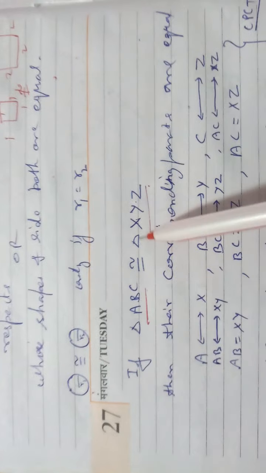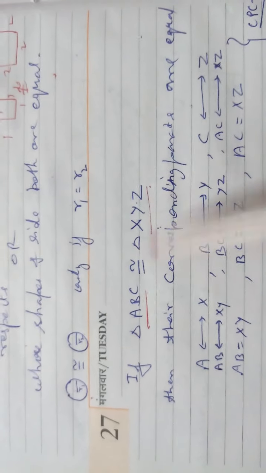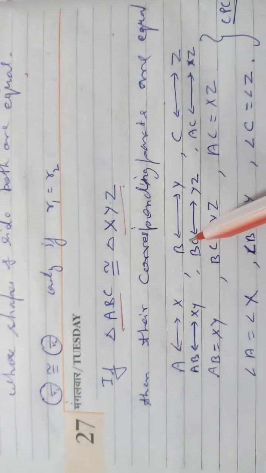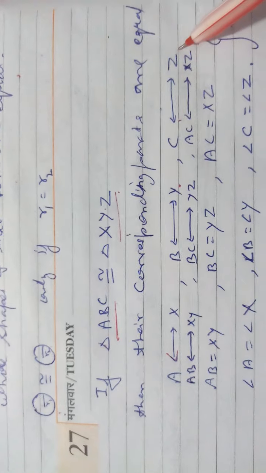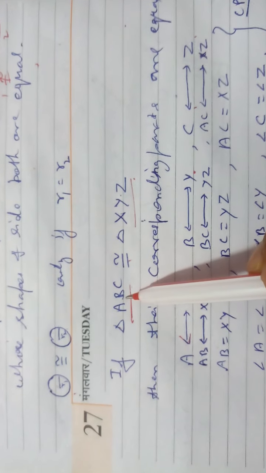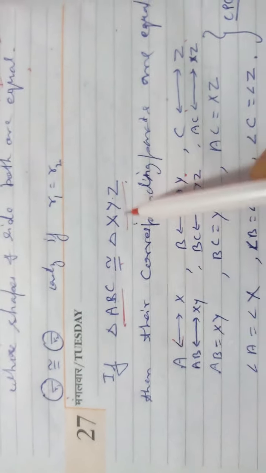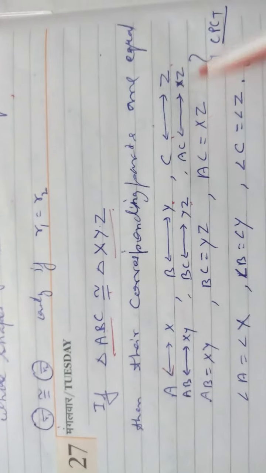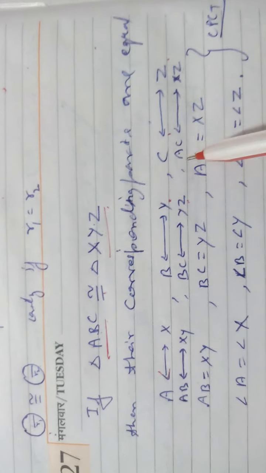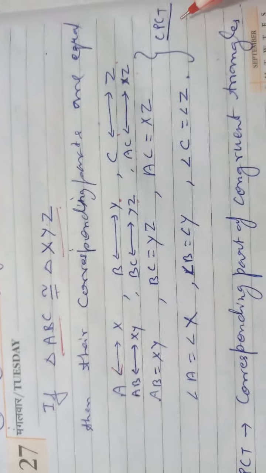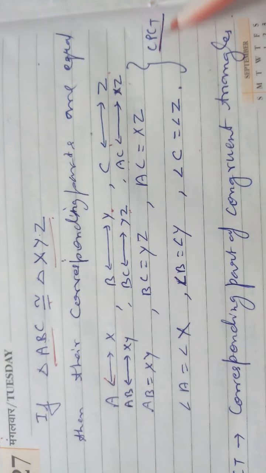So A corresponds to X, B corresponds to Y, C corresponds to Z. If they are congruent, then these corresponding parts are equal. The first two alphabets form a line segment: AB corresponds to XY, BC corresponds to YZ, and AC corresponds to XZ, means XZ equals AC. So all these are equal by one property, CPCT.